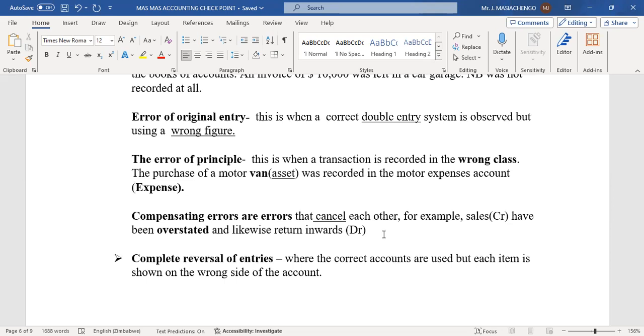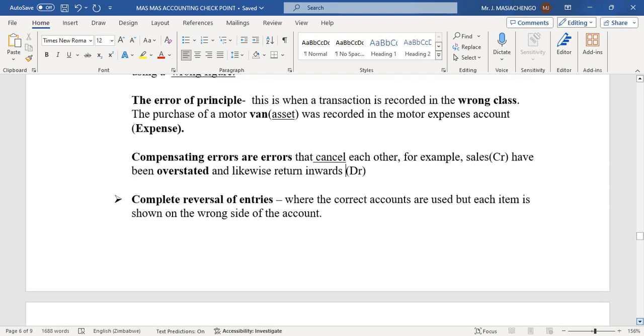So the trial balance will not show this error. So compensating errors are errors that cancel each other. Please take note. They cancel each other. For example, a credit entry was overstated. Likewise, a debit entry was also overstated. Okay, let's move on. Complete reversal of entries. We are on the last one.